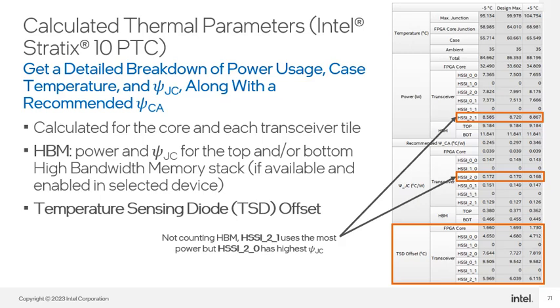In the example shown, transceiver tile 2.1 uses the most power, but tile 2.0 has the highest SiJC. The cooling solution should be designed to account for this, or the transceiver design and placement could be adjusted. For Intel Stratix 10 devices, the TSD offset calculations are also displayed here. As just described, the offset value represents the difference in temperature between the hotspot on the die and the location of the sensor itself. Adding the offset to the value reported by the TSD for a particular die provides an accurate value for that die's junction temperature.